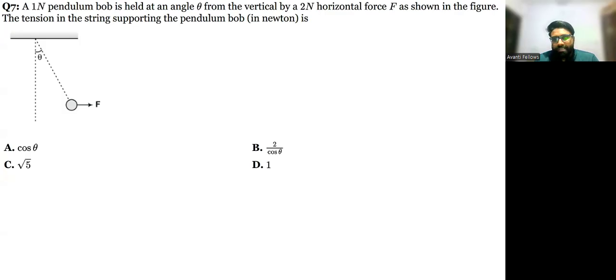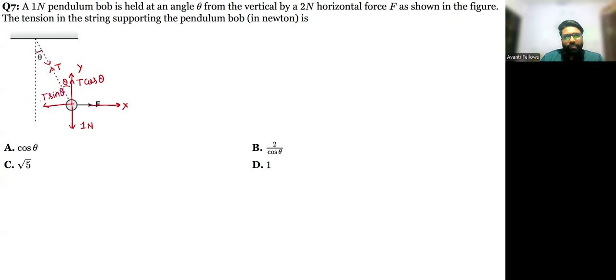So we can apply two approaches here, but I am solving it with one approach. Let's say the tension in the string is T. What we will do is resolve these two components into horizontal and vertical directions, and then finally equate them. The pendulum is 1 Newton, which means in the downward direction it is applying 1 Newton of force. Now, if this angle is theta, this angle is also theta. So if you resolve tension, it will be T cos theta in this way and T sin theta in this way.